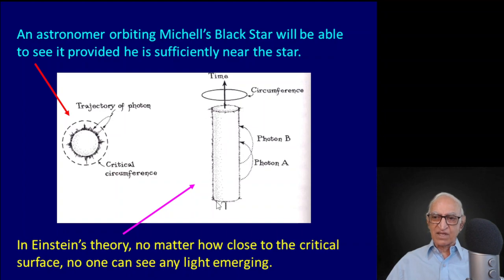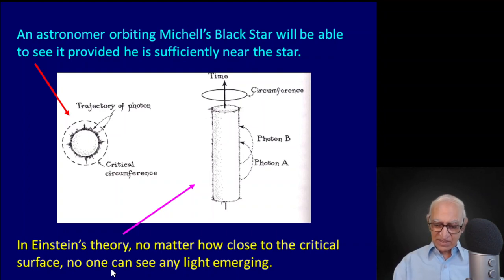Here, when the star collapses to the critical radius, this is the time axis. In Einstein's theory, no matter how close you are to the critical surface, no light can be seen to be emerging, because the frequency will go to zero and the wavelength will go to infinity and no energy can come out. So even an astronomer orbiting very close to the black star will not be able to see it, no matter what trick he or she may employ.